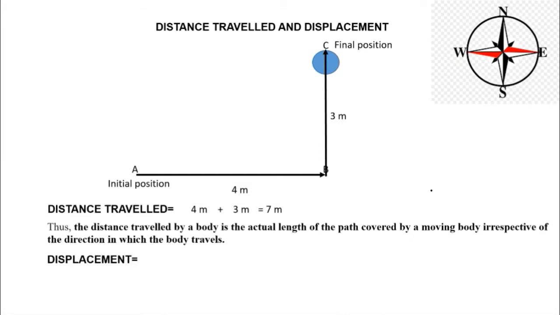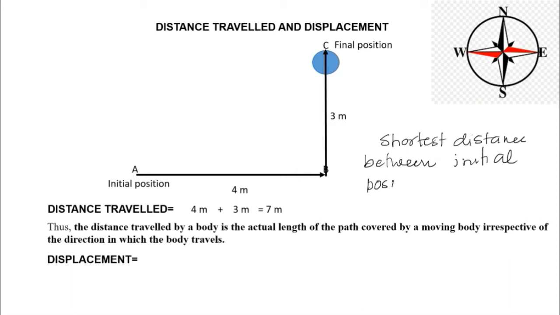Then what is displacement? Now, what is the definition of displacement? Please listen to this. The definition of displacement is the shortest distance between the initial position and the final position.